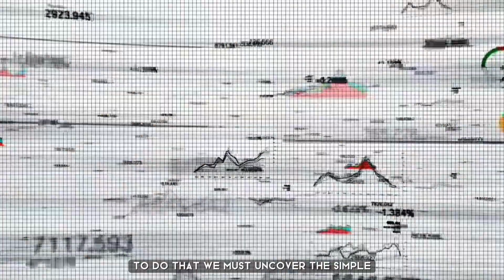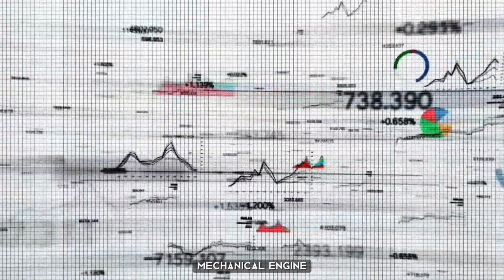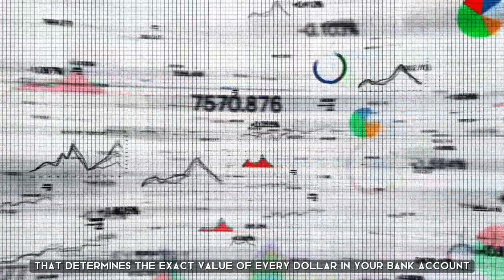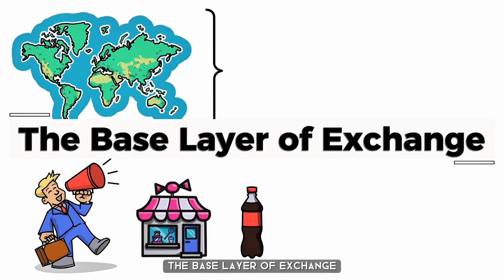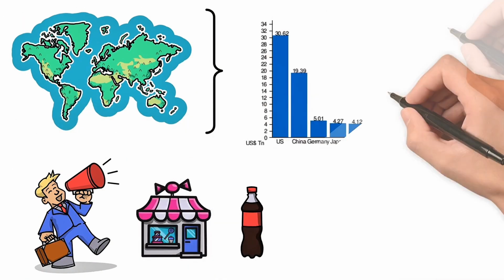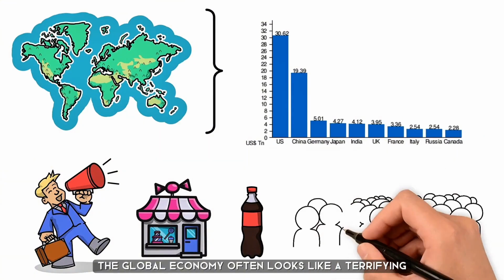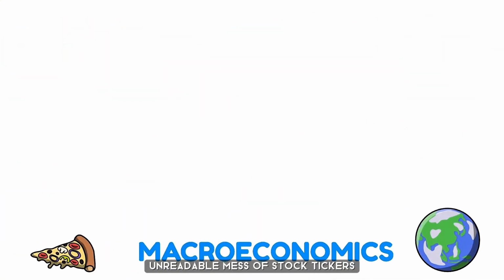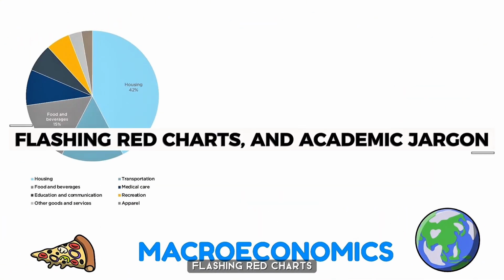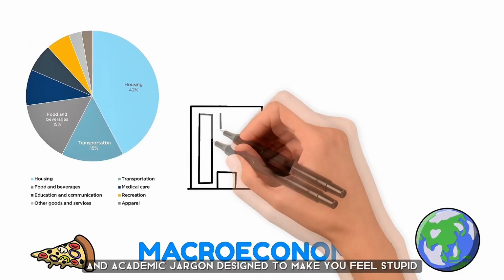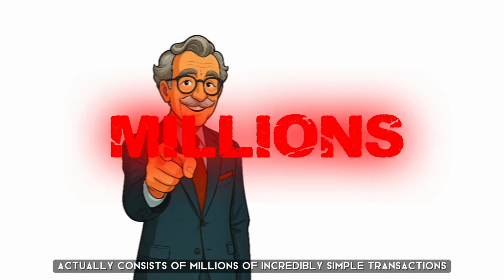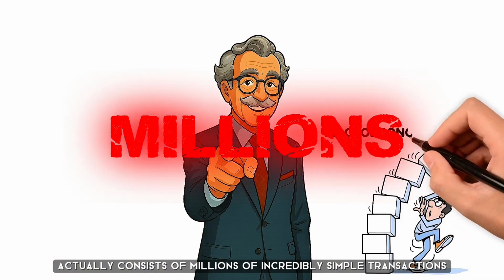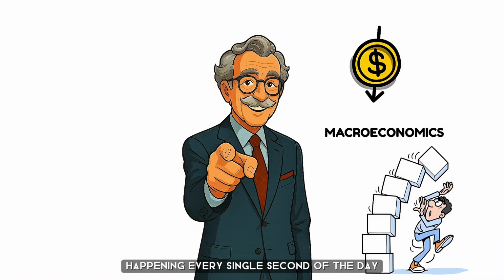To do that, we must uncover the simple mechanical engine that determines the exact value of every dollar in your bank account today. The base layer of exchange. The global economy often looks like a terrifying, unreadable mess of stock tickers, flashing red charts, and academic jargon designed to make you feel stupid. The entire global system actually consists of millions of incredibly simple transactions happening every single second of the day.